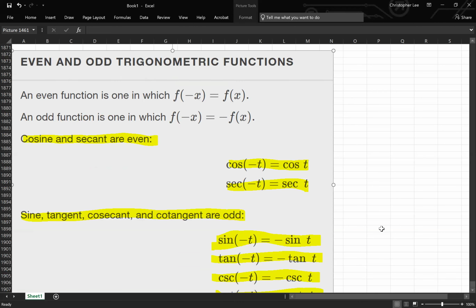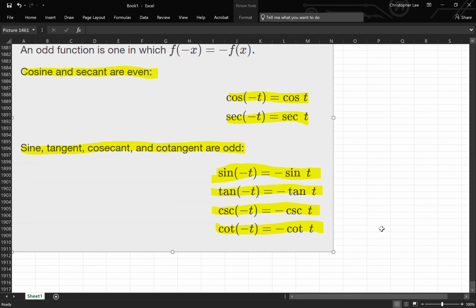So an even function is one in which f of negative x is equal to f of x, and an odd function is one in which f of negative x equals negative f of x. So cosine and secant are even functions. So cosine of negative t is equal to cosine of t, and secant of negative t is equal to secant of t. Sine, tangent, cosecant, and cotangent are all odd functions. So sine of negative t is equal to negative sine of t. Tan of negative t is equal to negative tan of t. Cosecant of negative t is equal to negative cosecant of t. And cotangent of negative t is equal to negative cotangent of t.